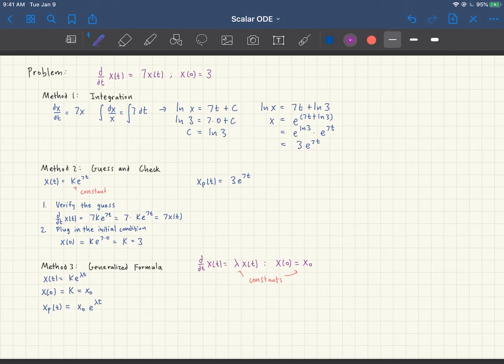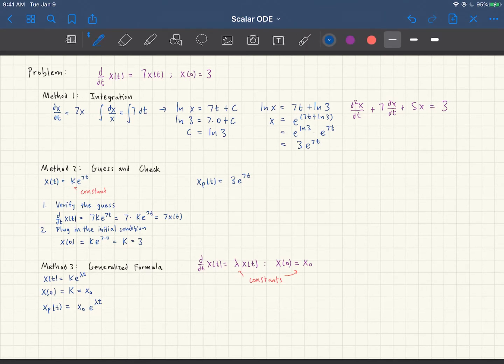to the 7t. One of the problems with the integration method is whether or not we can actually separate the variables. So for example, if we had the differential equation, the second derivative of x plus 7 the derivative of x plus 5x is equal to 3, then separating these variables into something we can integrate will often be very difficult or at times impossible.